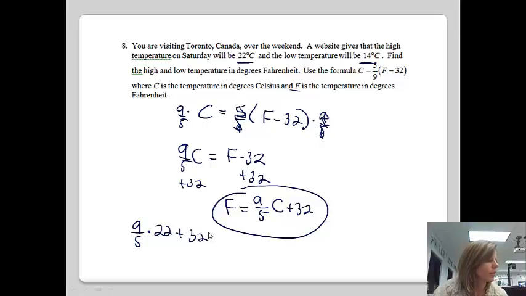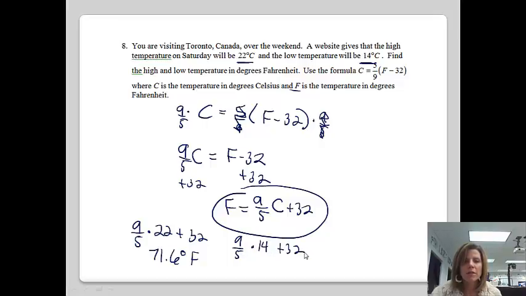Let me do that real quick. 9/5 times 22 plus 32 gives me 71.6 degrees Fahrenheit, so that gives me a better idea of what the temperature is going to be there. That will be the high temperature, and then for the low temperature we'll do 9/5 times 14 plus 32. So let's try that. 9 divided by 5 times 14 plus 32, and that will give me 57. So then I'd know how to dress for going to Canada. So hopefully now you know how to rewrite an equation for a different variable.